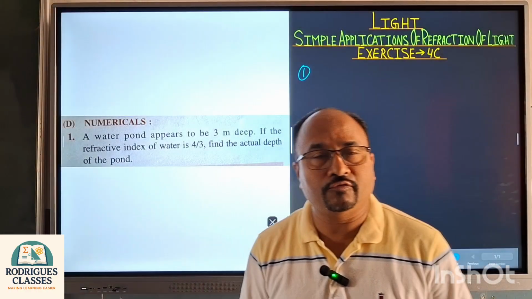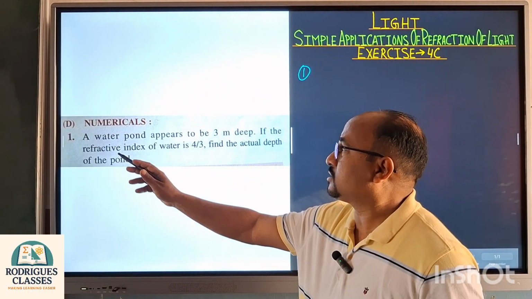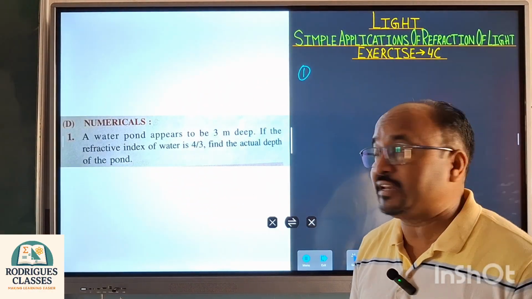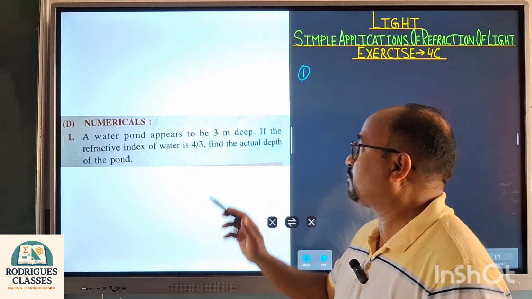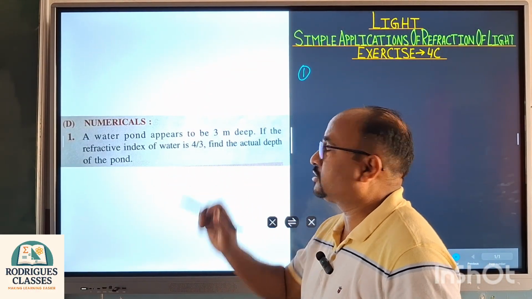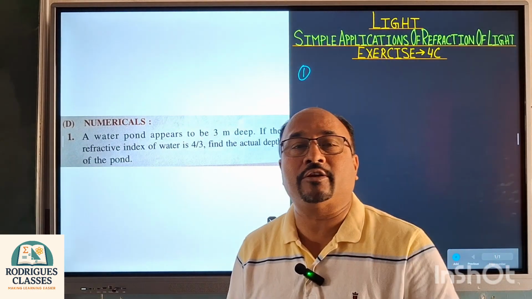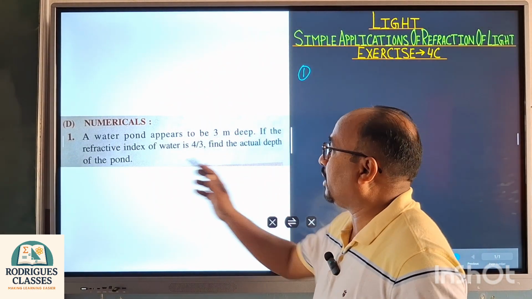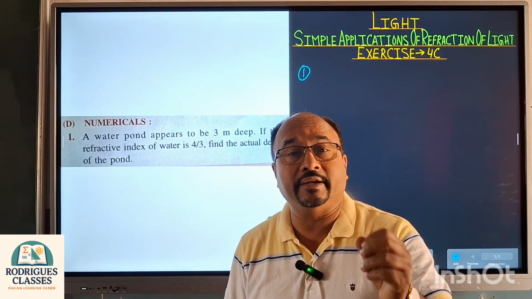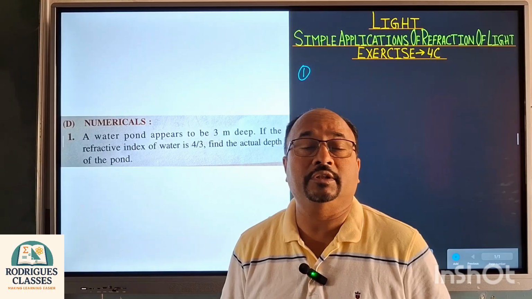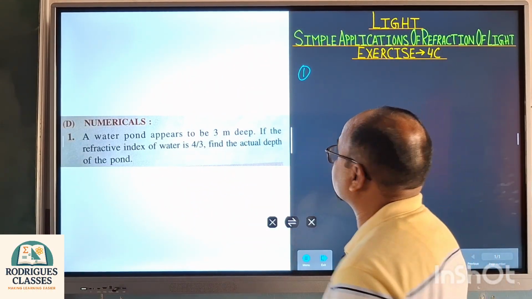Let us now come to the first numerical of this exercise 4C. The question goes like this: a water pond appears to be 3 meters deep. That means it appears to be, so that is the apparent depth. If the refractive index of water is 4 by 3, refractive index of water given means it is with respect to air, so that is 4 by 3. Find the actual depth of the pond. It means you have to find the real depth of that pond. So first of all, we put this value: 3 meters is the apparent depth.